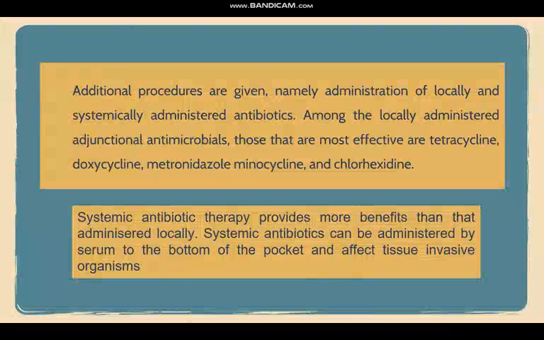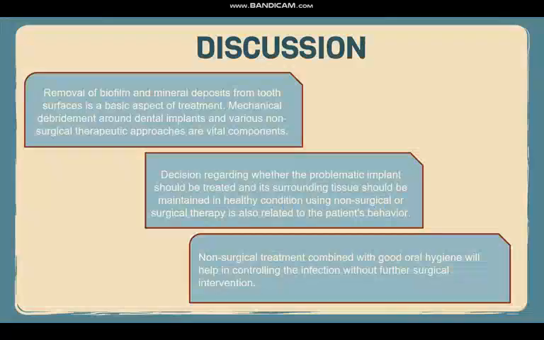Additional procedures are given, namely administration of locally and systemically administered antibiotics. Among the locally administered adjunctive antimicrobials, those that are most effective are tetracycline, doxycycline, metronidazole, minocycline, and chlorhexidine. Systemic antibiotic therapy provides more benefit than that administered locally. Systemic antibiotics can be delivered by serum to the bottom of the pocket and affect tissue-invasive organisms.